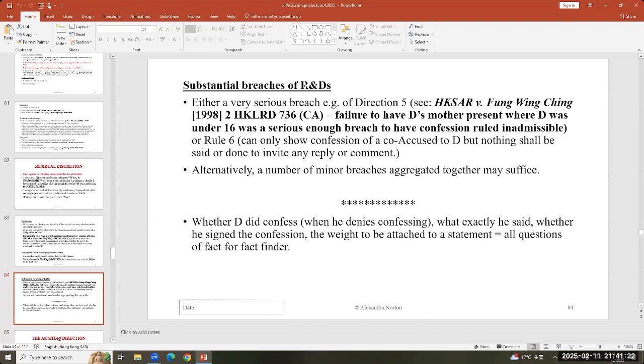Hey, here's the confession of B. He says it was all your idea. You better confess now. You'll get a more lenient sentence. Something like that would be a breach of Rule 6. So that would be a very serious breach. That would be a good example of a situation in which there would be a substantial breach of the rules and directions.